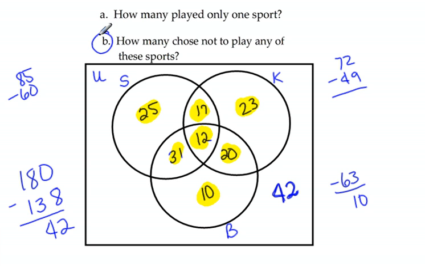And then the second question asks, how many chose not to play any of these sports? And when we got our number of 42 who didn't fall into any of those categories, that would be the number of students who didn't play any of the sports. So we would get 58 for part A, and 42 students didn't play any of the sports would be your answer for part B.